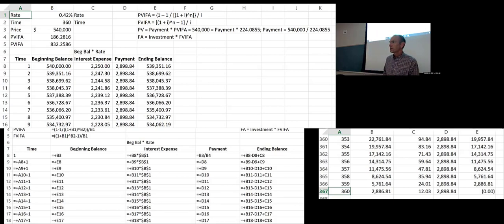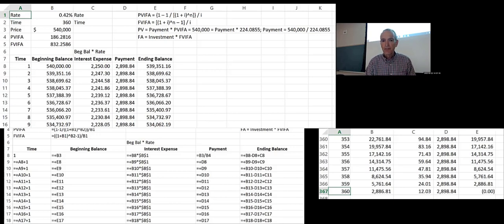What do you think is a typical mortgage? How many years? 30 years. Yeah, you could do 15 or 20. We could experiment with that as well, right? How much does your mortgage rate go up if you go from a 30-year mortgage to 15? It doesn't double, but it does go up. So let's say 30 years.